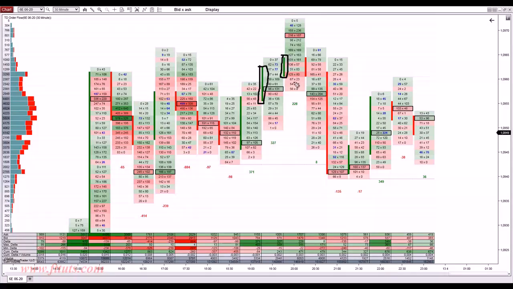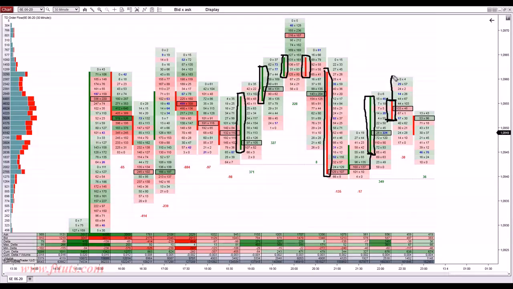Now those are the candles. Green candles are buying candles, red candles are selling candles. This is where the candle opened. This is the wick of the candle. And this is the close of the candle. Again, this is the open of the candle. This is the close of the candle. So this is the body. And this is the wick of the candle.